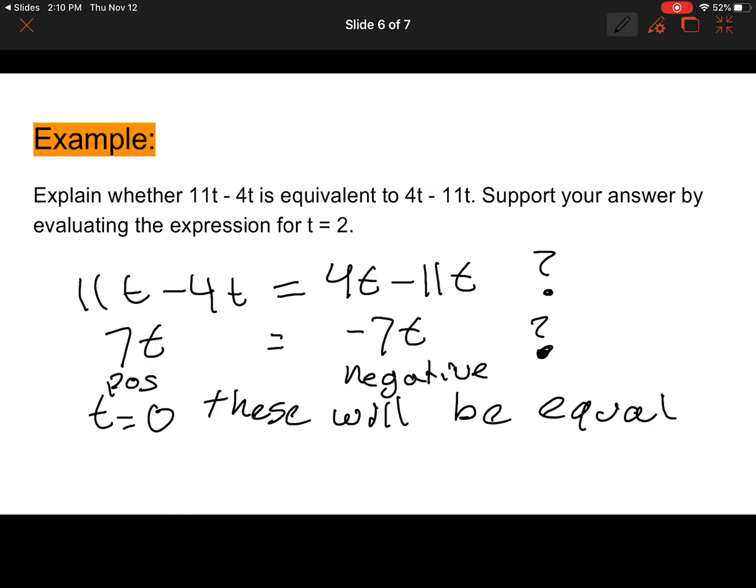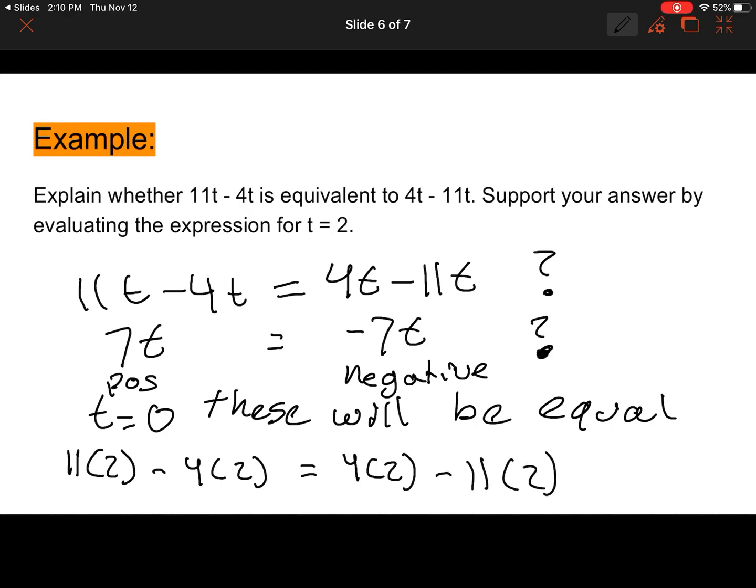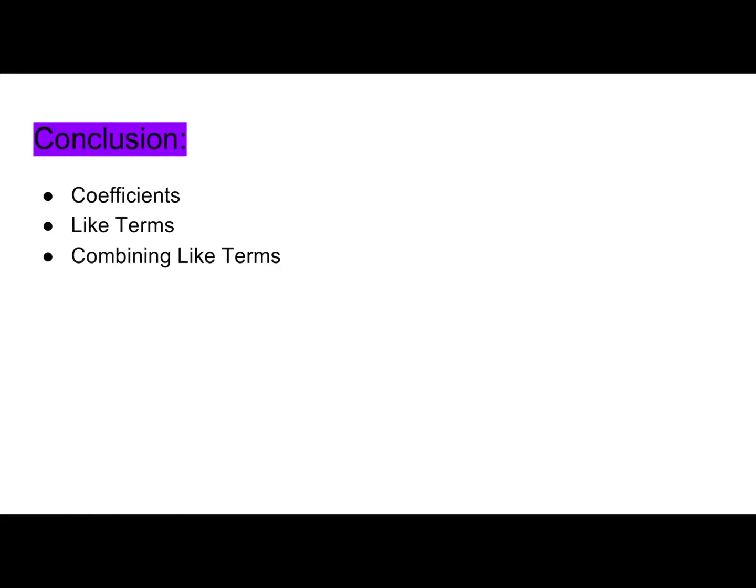Now we want to check our work by substituting t in for 2. So now we have 11 times 2 minus 4 times 2 is equal to 4 times 2 minus 11 times 2. So is this true? Well, we get 22 minus 8, which is equal to 14. And we get 8 minus 22, which is equal to negative 14. So nope, these are not equal. You can see that there. They're opposites.